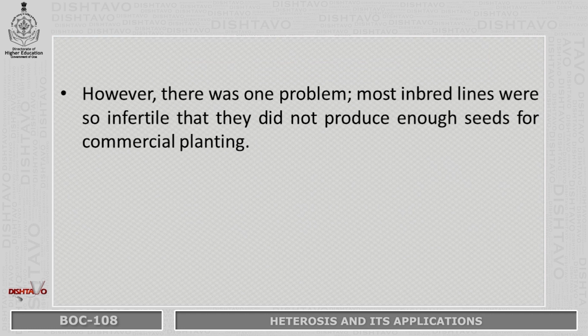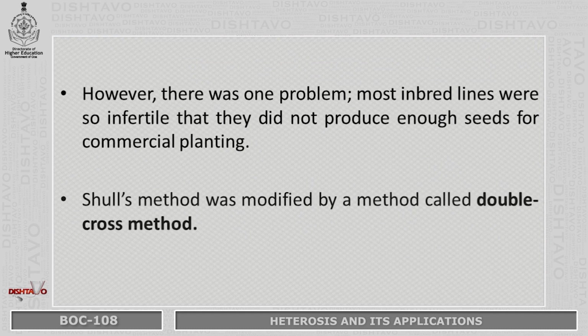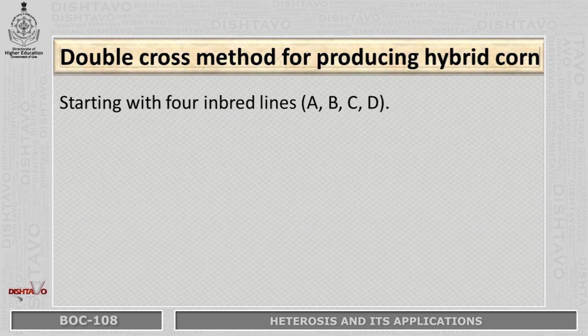However, there was one problem. Most inbred lines were so infertile that they did not produce enough seeds for commercial planting. Shull's method was modified by a method called the double cross method. The double cross method for producing hybrid corn.